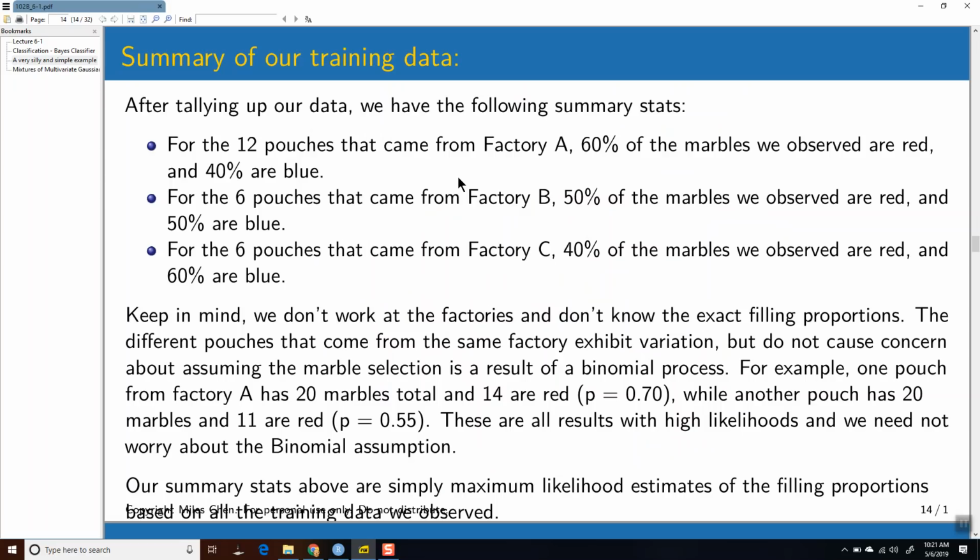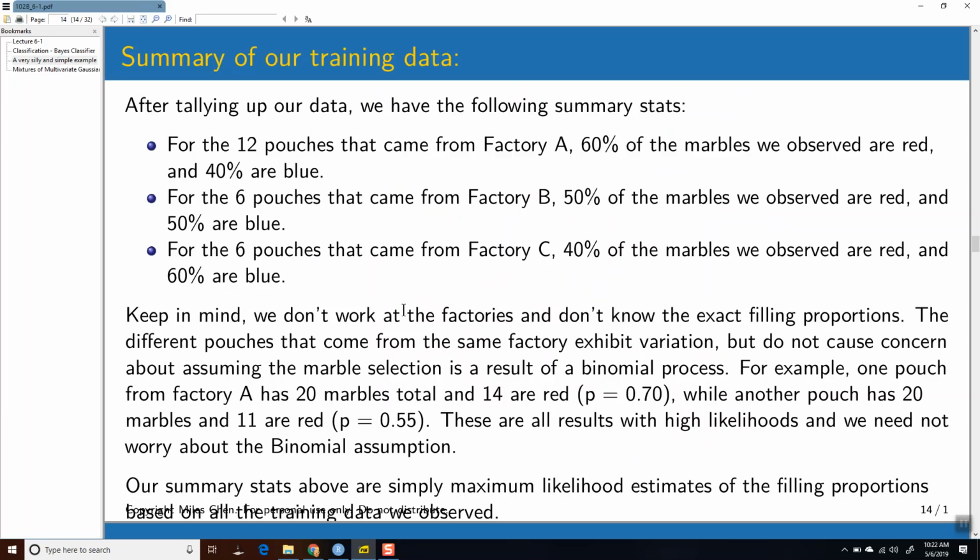So for these 12 pouches that came from factory A, after tallying everything up, 60% of the marbles are red, 40% are blue. For the ones from factory B, half are red, half are blue, and for the ones that came from factory C, 40% are red and 60% are blue.